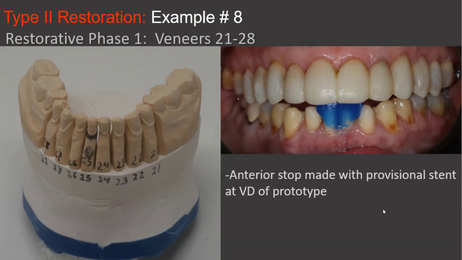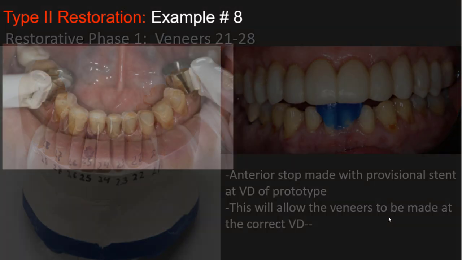So here's our first phase. Now notice we got a little blue stop here. That blue stop was made by using the vacuform that we made from our diagnostic digital workup. And this allowed us to put the patient at her final vertical that we determined with our diagnostic workup, and we simply just put the vacuform on, put a little liquid blockout resin in there, and made an anterior stop at that vertical dimension. Okay, so now we can finalize our vertical dimension with our veneers in our first phase. So we can get a correct vertical pretty close.